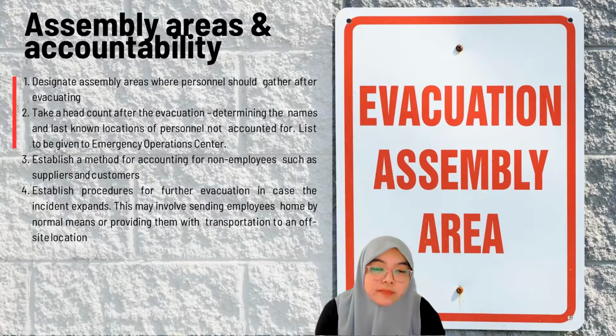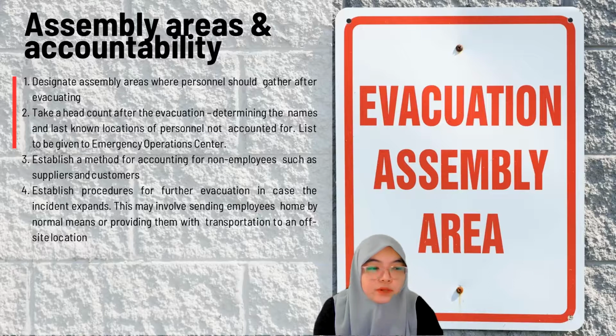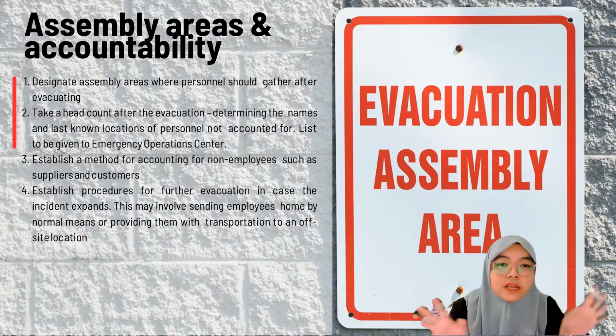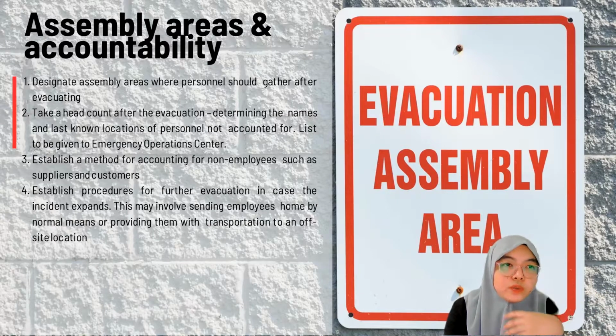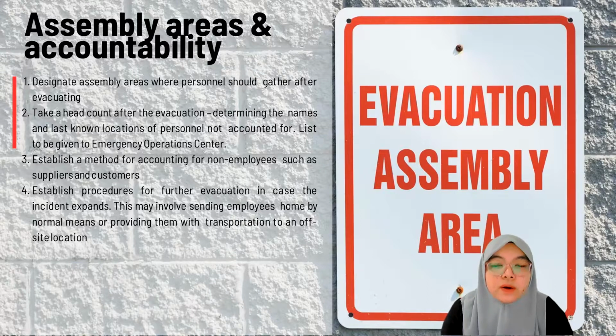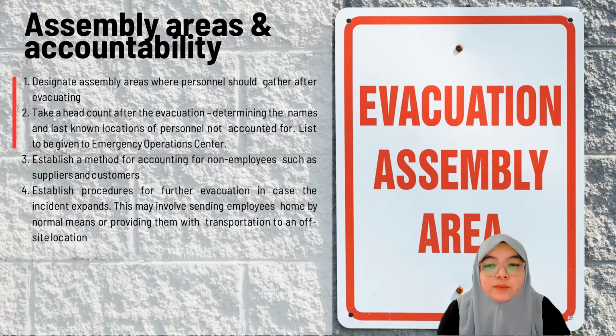It may involve sending employees home by normal means or providing them with transportation to an offsite location, meaning you are transporting them to another place. For example, a tornado happens. What are you going to do? Or there is a fire in the event area and everything is burned. What are you going to do? Are you going to sit there sighing? You need to always check what's next, what the solutions are, and what steps you are going to take next.